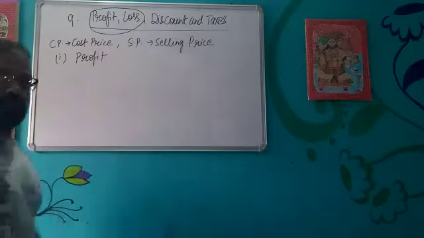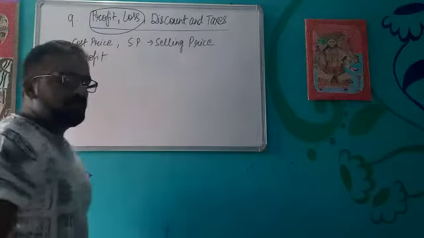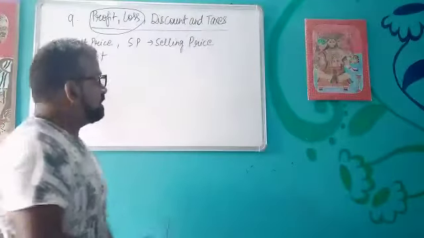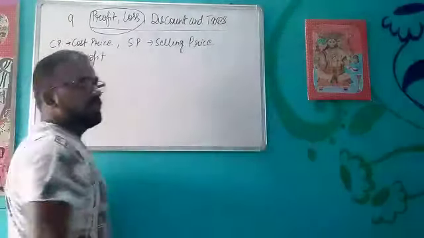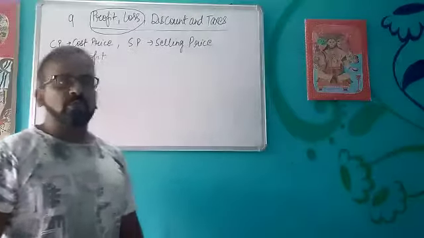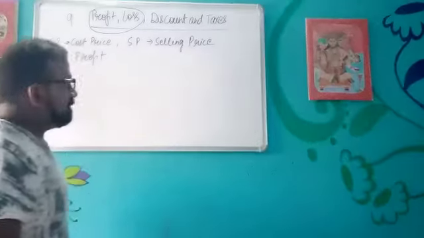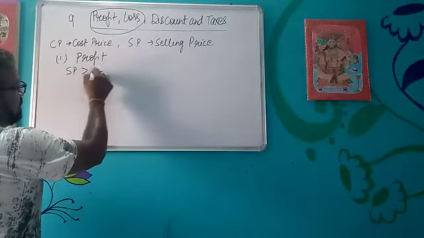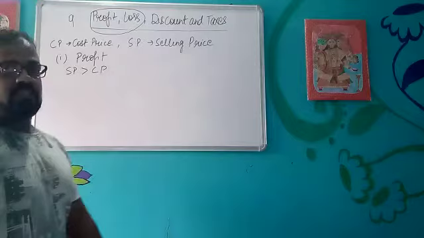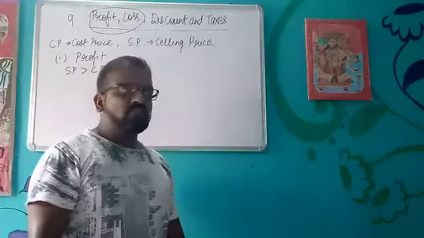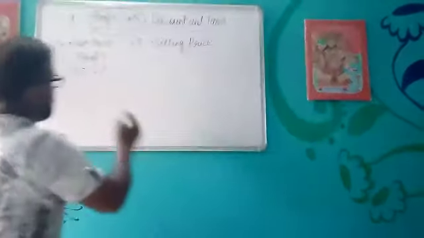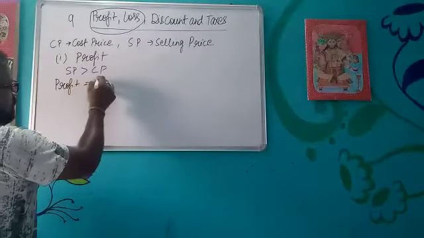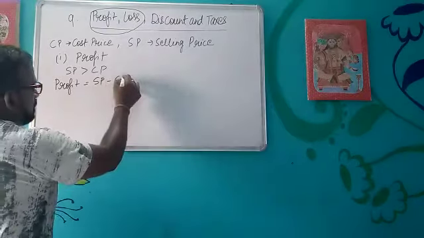So now what is profit? We know that CP is the price at which any object or article has been purchased, and selling price is the price at which any object or article has been sold. If we use our common sense, you can easily say that when selling price is greater than CP, definitely profit will be there. So how can we calculate the profit? Profit will be SP minus CP.